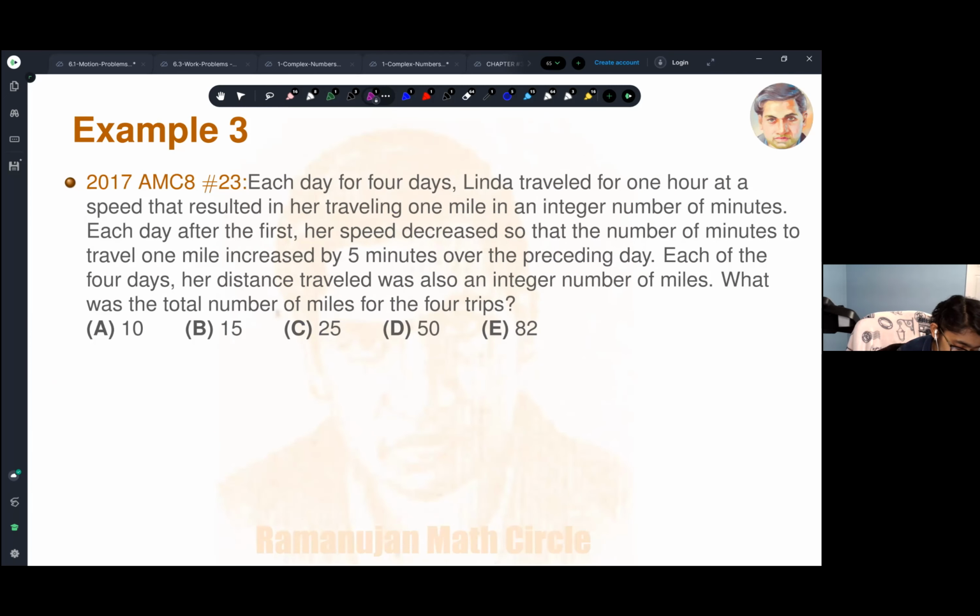Each day for 4 days, Linda traveled for 1 hour at a speed that resulted in her traveling 1 mile in an integer number of minutes. Each day after the first, her speed decreased so that the number of minutes to travel 1 mile increased by 5 minutes over the preceding day. Each of the 4 days, her distance traveled was also an integer number of miles. What was the total number of miles for the 4 trips?